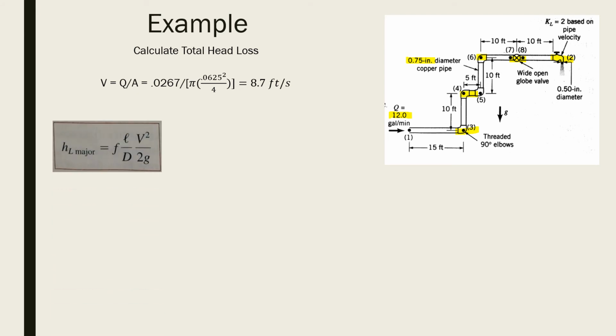Now that we have the velocity, we can start calculating HL major, which is shown using the formula on the screen. We can find the friction factor using the Moody chart previously shown, and by plugging in all of our givens, we're able to find a HL major of 24.26.